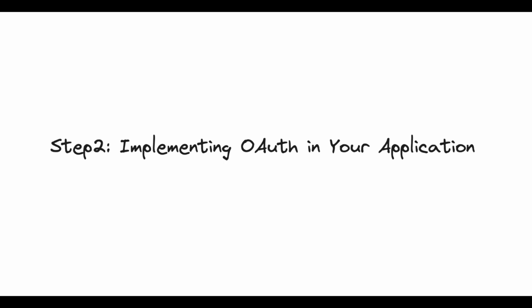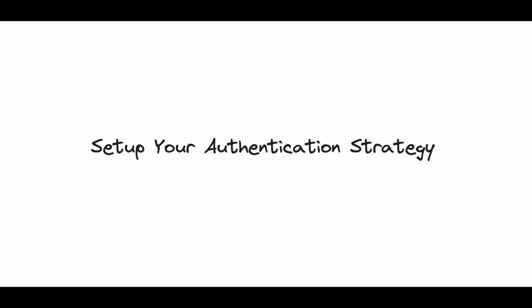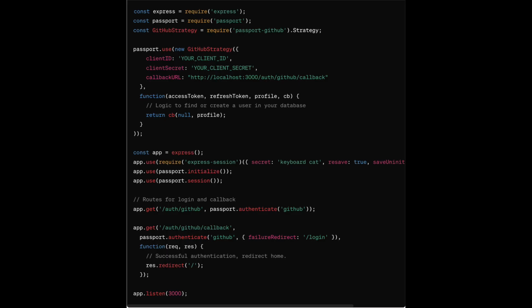You can implement OAuth in various programming languages. Here's an example using Node.js with the popular Passport GitHub strategy. Install necessary packages: npm install passport-github express-session. Set up your authentication strategy. Create an authentication strategy in your application using the example code below.